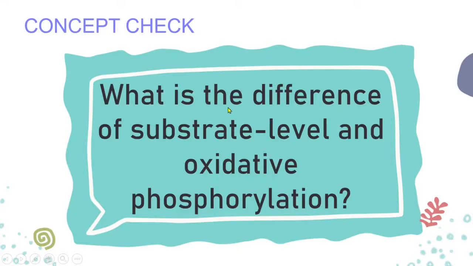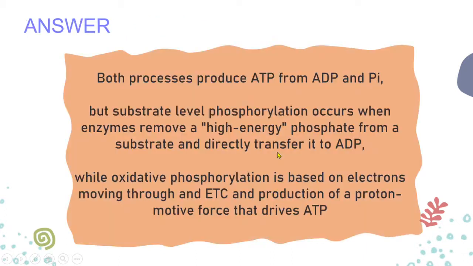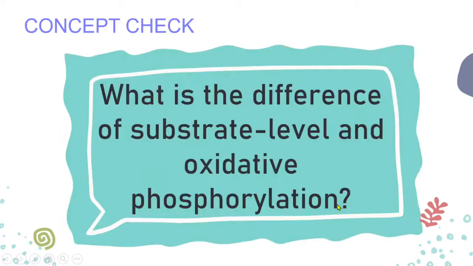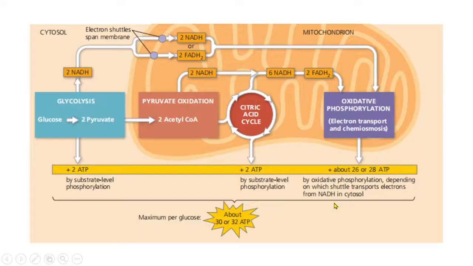Okay. What is the difference between substrate level and oxidative phosphorylation? Well, you're already very familiar with this one. In substrate level phosphorylation, the phosphate to produce ATP comes from a substrate. Whereas in oxidative phosphorylation, the electrons moving through the ETC are the ones producing the ATP. And this can be further explained here. So the ATP produced here is from the glucose being converted to pyruvate. So there's a substrate. That's why it's called substrate level phosphorylation.